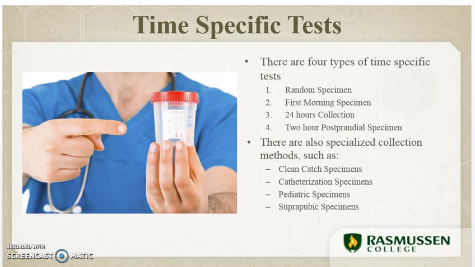For pediatric patients, it's hard for them to collect a sample in a cup, so what we do is we place an adhesive pediatric urine specimen bag into their underpants or diaper to obtain that specimen. And a suprapubic is done by inserting a sterile needle into the patient's bladder through the abdominal wall and using a syringe to draw back our sample.